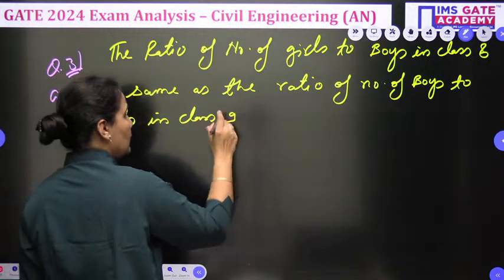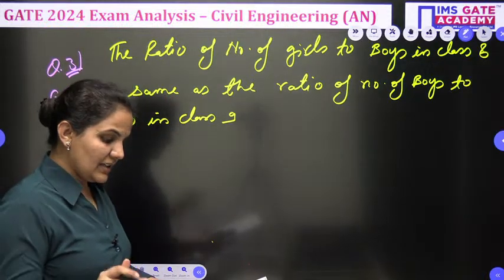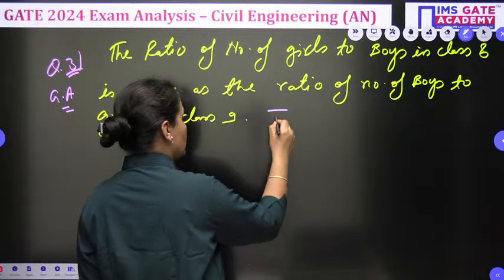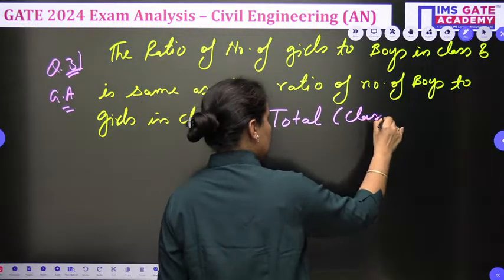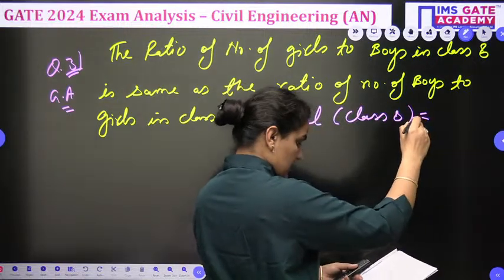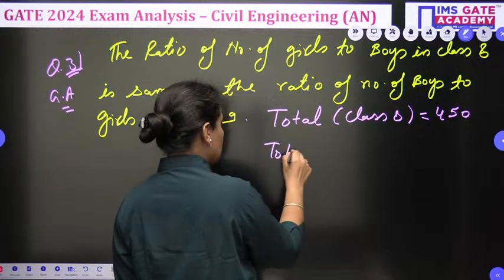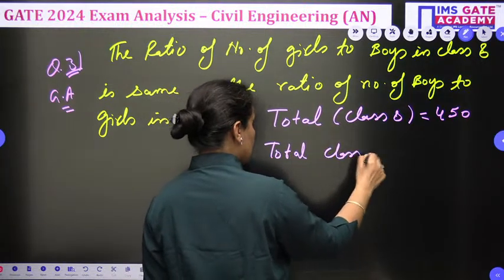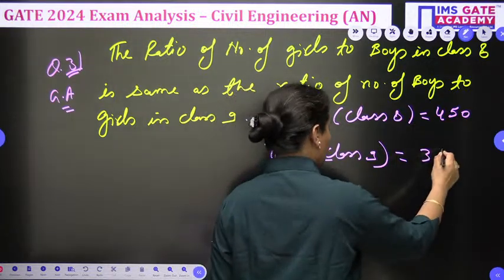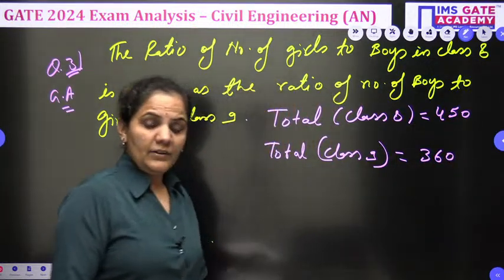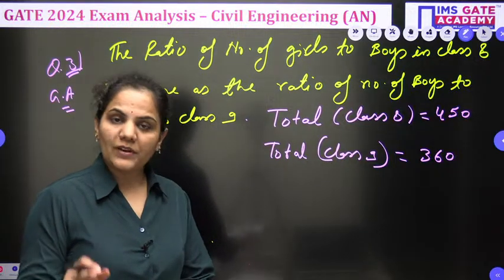So we are having data for the two classes, class 8 and class 9. It is asking, total number of students is also mentioned to us. Total students in class 8 is given to us as 450, while the total number of students in class 9 was given to us as 360, I think. Yeah.